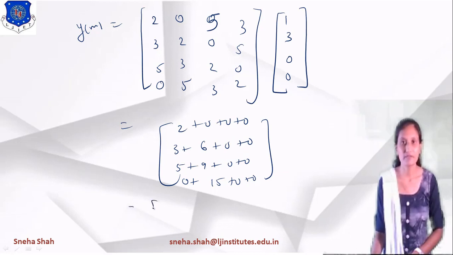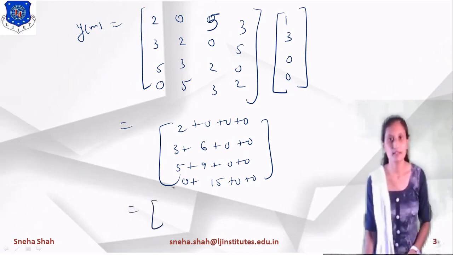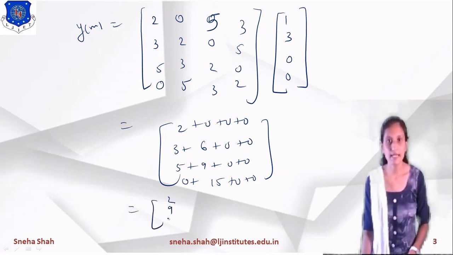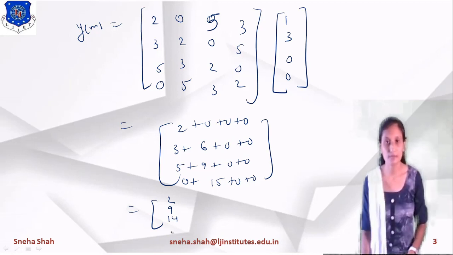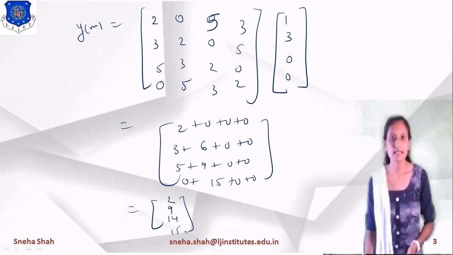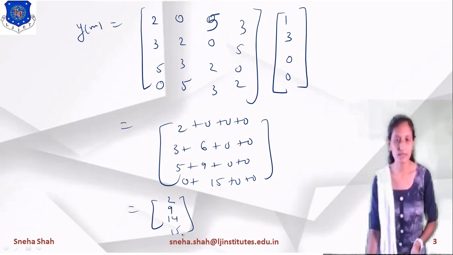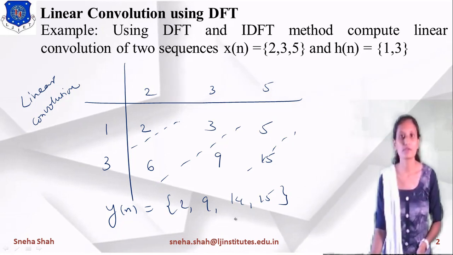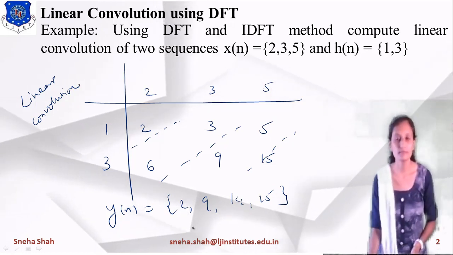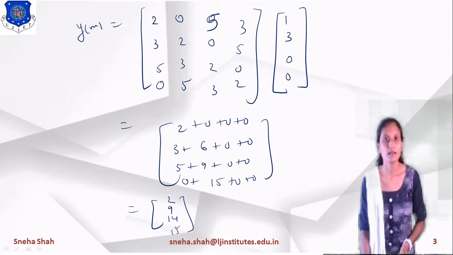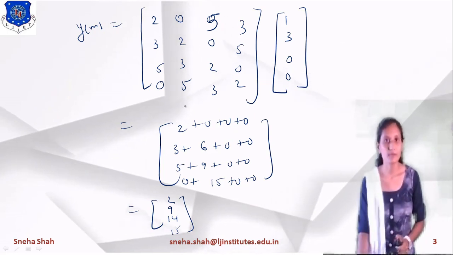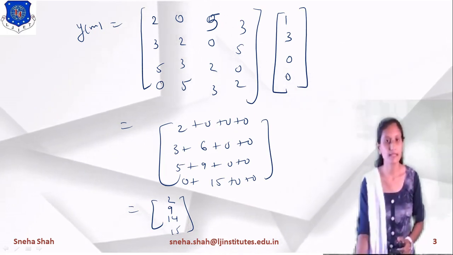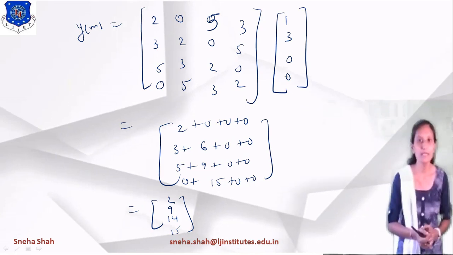If I simplify this, what will be the answer? 2, 6 plus 3 is 9, 9 plus 5 means 14, and the last term is 15. Now you can see that here there are 4 terms and the linear convolution also has 4 terms. When I pad the zeros, right, then also it will be the same.